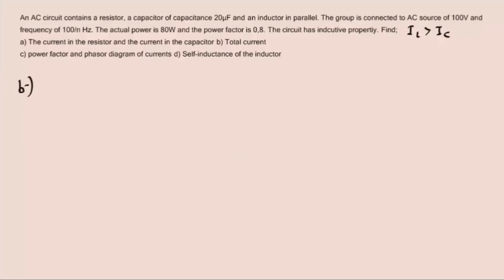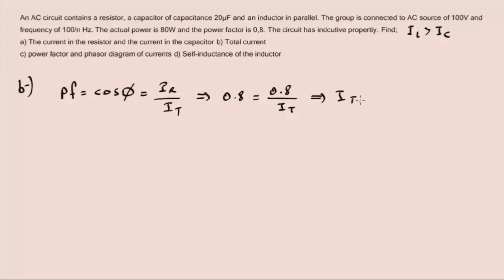Now let's solve B. B says total current. To calculate total current, I'm going to use the formula of power factor, because power factor is given. It is cosine phi, and it equals IR over I total. Power factor is 0.8. IR we calculated as 0.8, over I total. So I total is going to be 1 ampere.